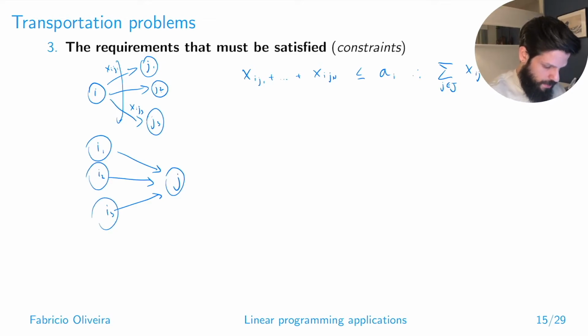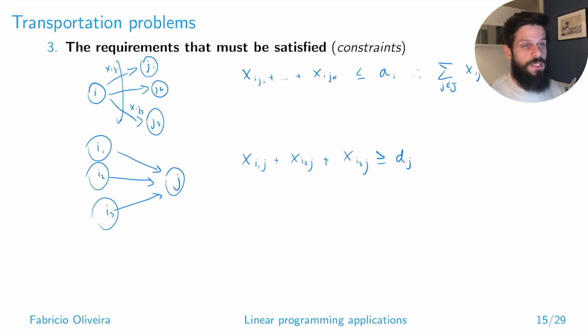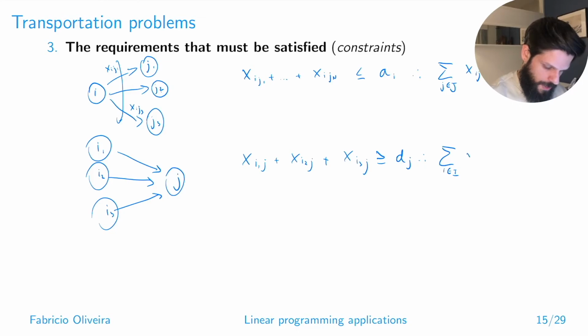What I'm looking at is saying whatever gets sent from plant I1 to client J, plus from plant I2 to client J, plus from plant I3 to client J, now has to be greater or equal than the demand at client J, right? And that's equivalent to saying the summation in I of xij is greater than or equal to the demand of j. This actually could have been written simply as the summation in I of xij equals the demand of j.